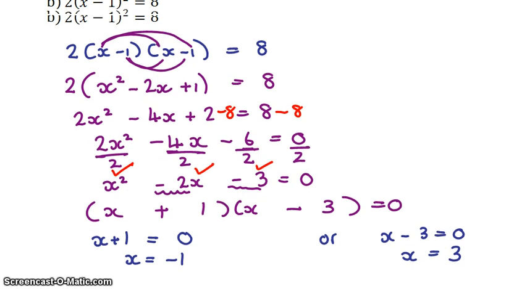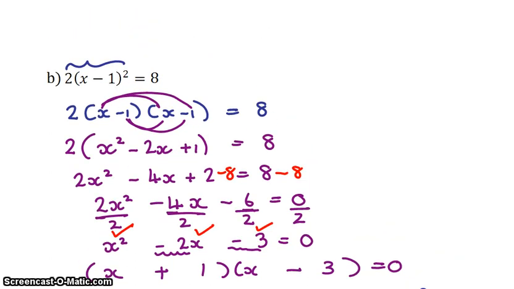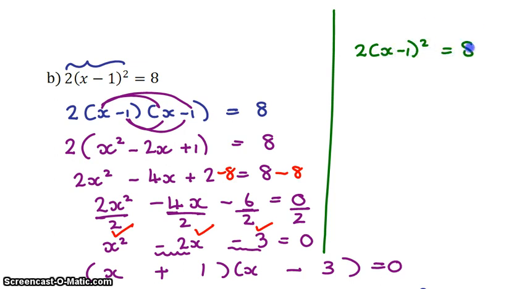Now I'm going to scroll back up here because some people do this a very different way. Now there's nothing wrong with a different way, but we tend to make mistakes. So I'm just going to start again. What some people do is they see the square there and they immediately think, good, I can square root. Now, I would divide by 2 on both sides before I wanted to square root.